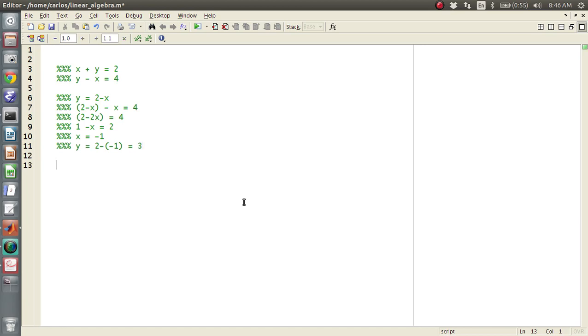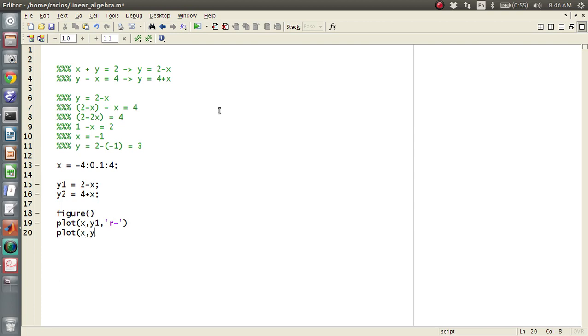So you could also graph this, and you could say, all right, I'm going to vary x from -4, 0.1 to 4. And you could rewrite both of these equations into two different forms. So you could translate this to y equals 2 minus x, and this to y equals 4 plus x. Then y1 equals 2 minus x, and y2 equals 4 plus x. And then we can make a figure, and we can plot x comma y1, we're going to do it in red, and we can plot x comma y2, and we can do that in blue. And if I plot that, oh, and I need to throw a hold on.